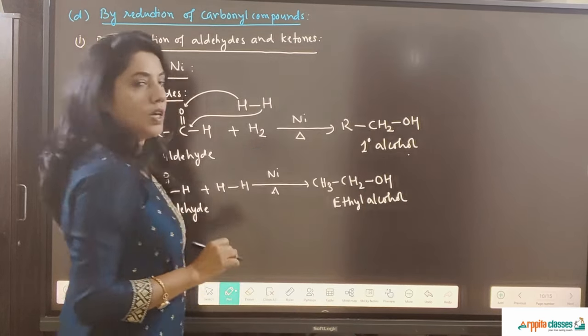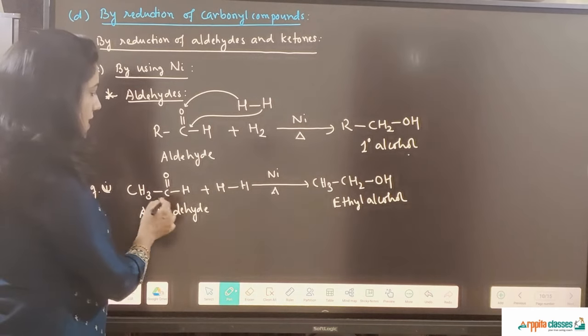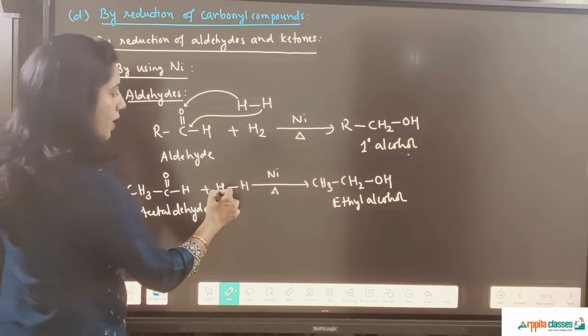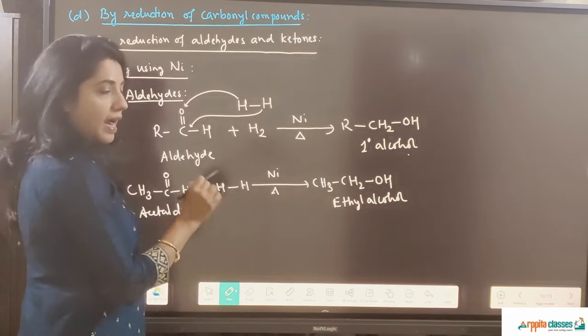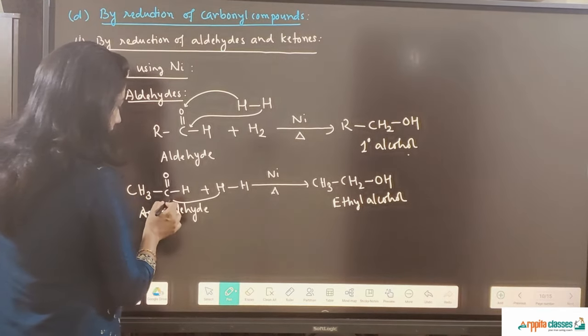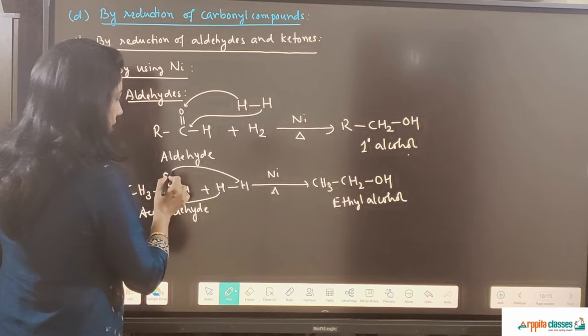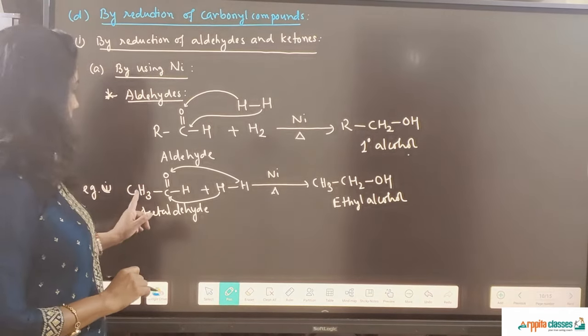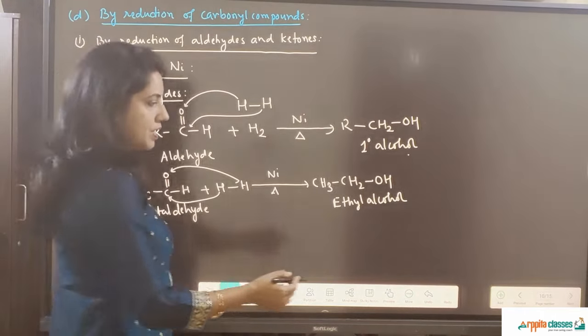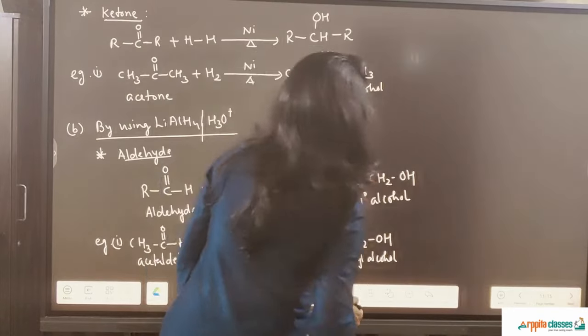This is the product. So we have taken a particular example, CH3CHO, which is called acetaldehyde, in presence of hydrogen in presence of nickel. Addition of hydrogen in presence of nickel. One of the hydrogen will get added to carbon and one of the hydrogen will get added to oxygen. So we get CH3CH2OH, that is ethyl alcohol. This is the product. Let's see the next part.